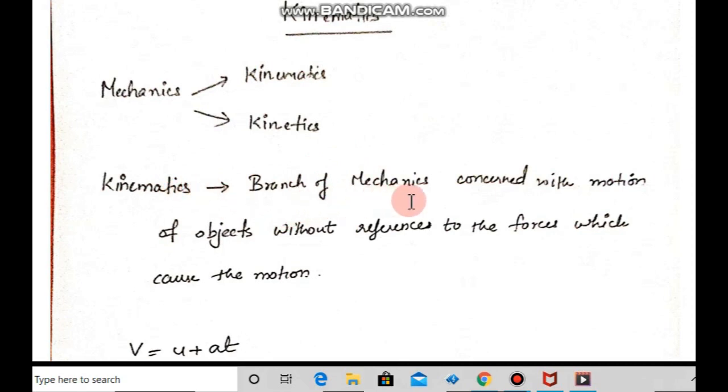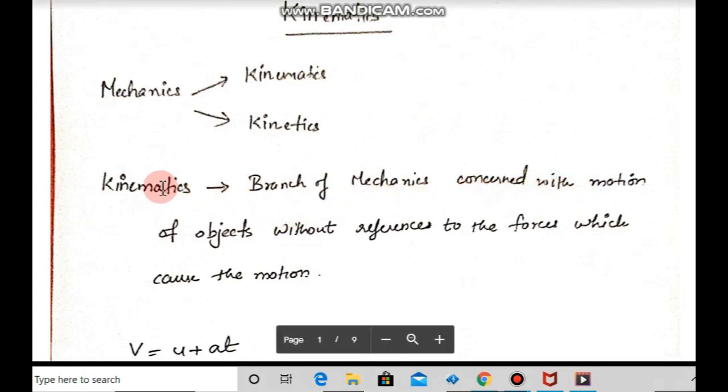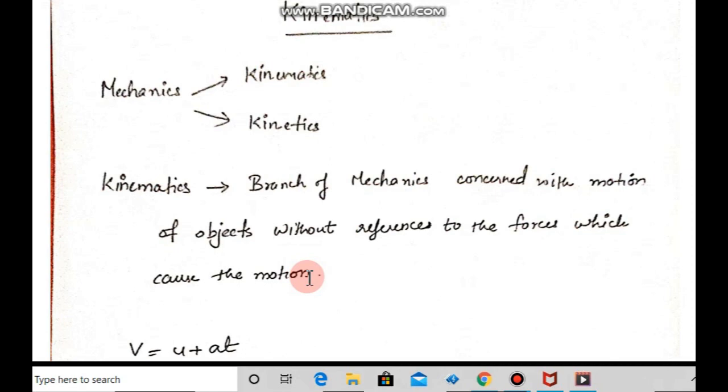Kinematics is a branch of mechanics concerned with motion of objects without reference to the forces which cause the motion. That is, in both kinetics and kinematics, we are dealing with the motion of objects, but in kinematics we are not considering the forces which are causing the motion, whereas in kinetics we are considering the forces which are causing the motion. That is the only difference between kinematics and kinetics. You just have to know that.